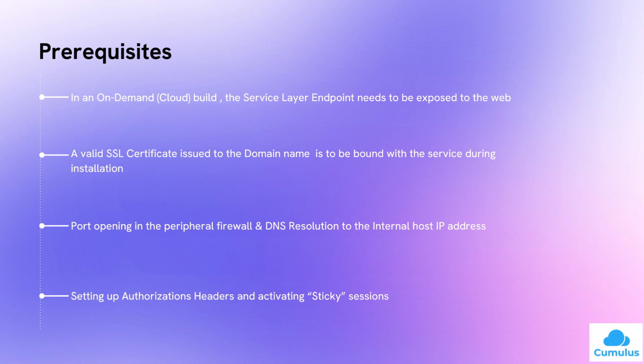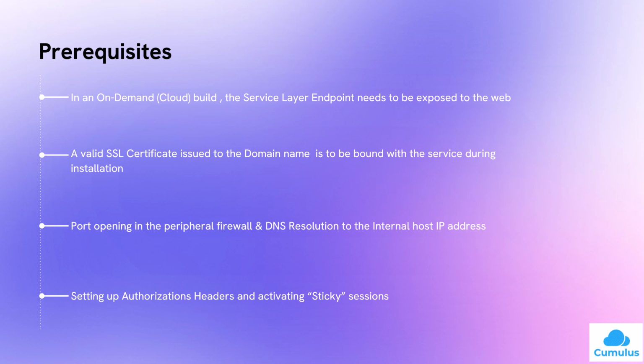Third, we need to open up some ports. By default, the service layer listens to port 50,000. I'm going to be showing you that in a minute. You do need to create some inbound rules and open up some ports, and also map your internal IP address to an external host name using DNS records. This is something, again, that's done by your IT professionals, but I'm just naming those prerequisites because these are things that need to be done.